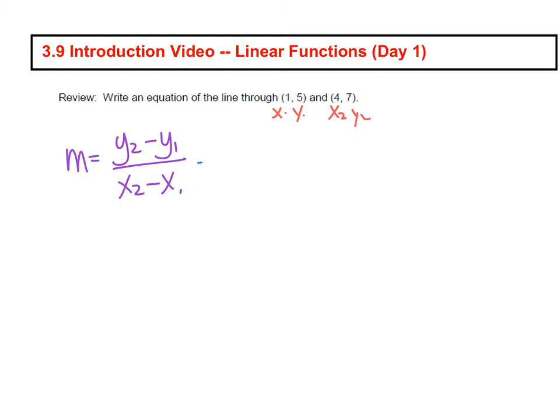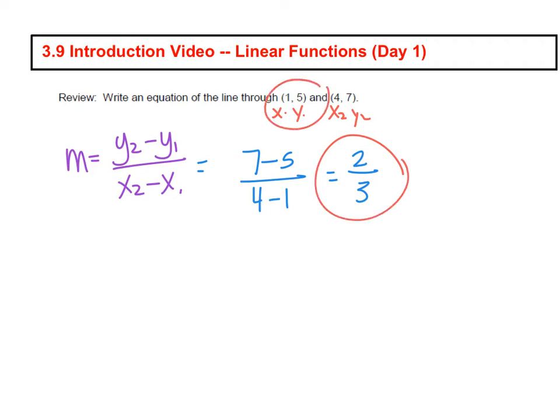You have x1, y1, x2, and y2. So plugging in our values, y2 minus y1, we have 7 minus 5 over x2 minus x1, which is 4 minus 1. 7 minus 5 is 2, and 4 minus 1 is 3, so we have a slope of 2/3. Now when we write our equations, we have a slope. You have 2 points. Let's just pick the first point.